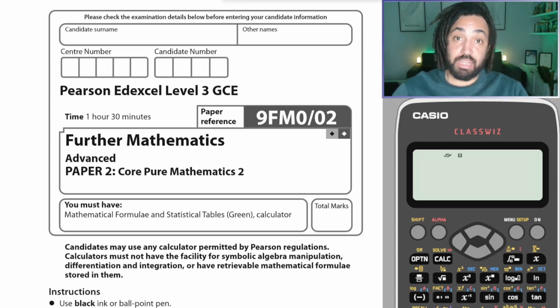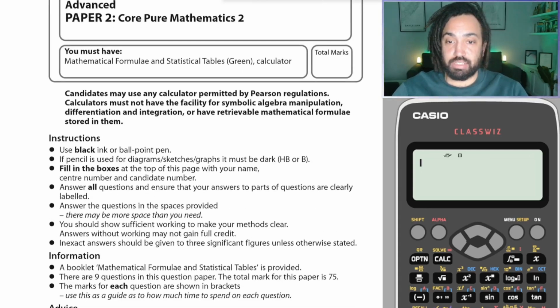I did the first paper back in the summer of last year. Didn't get time to do the second paper, so here it is.